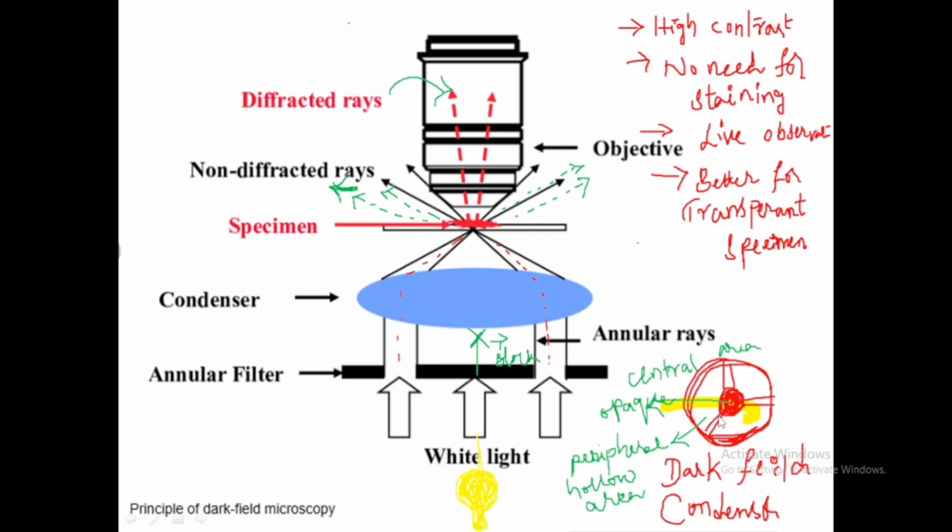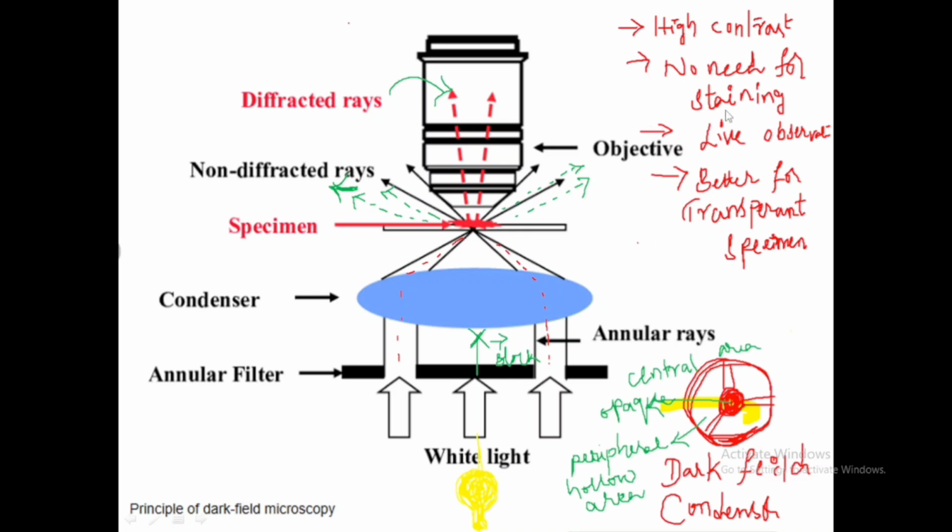The condenser is different. Beneath the condenser, we arrange an annular filter. Because of this filter, the direct light is completely blocked and does not enter the objective lens. Only the diffracted light rays pass through the sample and then the objective lens. Then we can see the image, which is a bright image over the dark background.